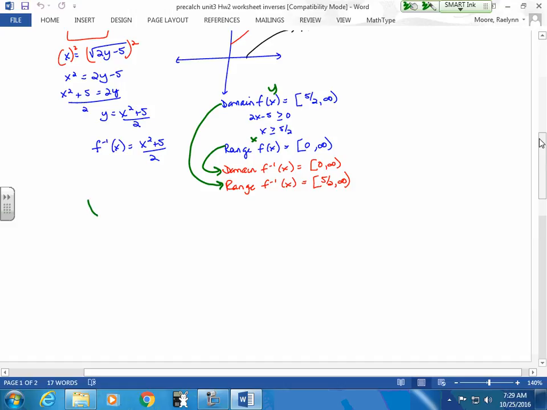That's your rule. Your rule for a reflection over the y equals x is always interchange the x and the y's. And it applies to domain and range.